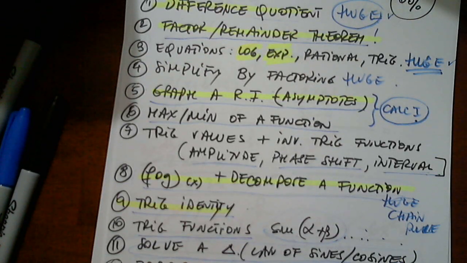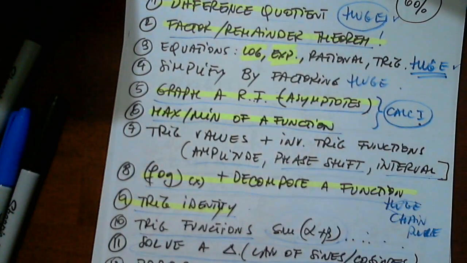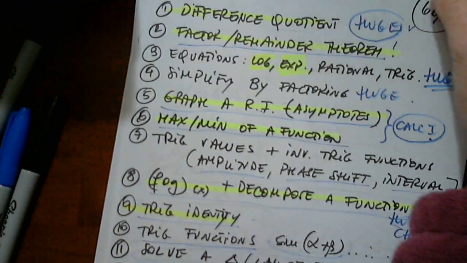Can we find the maximum and minimum of a function? Yes, absolutely. And we have had a very specific type of problem that you will see over and over. So we can look at that, or you can choose any other problem.